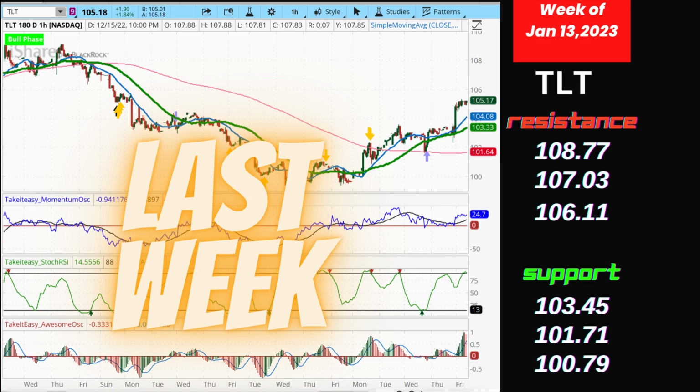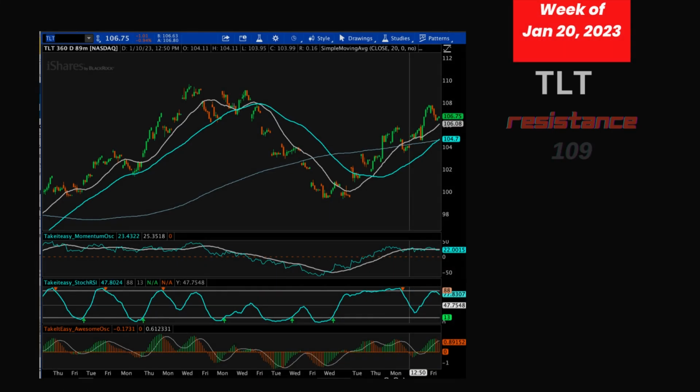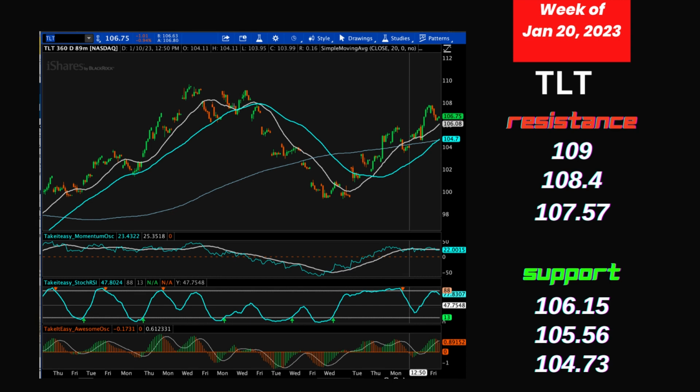This is TLT's chart and levels from the last week. TLT is currently trading around $106.75. For the coming week, the first resistance is at $107.57, second resistance is at $108.40. The weekly resistance is at $109. Support or demand for TLT would be first at $106.15. The next area of support will be $105.56, and weekly support will be at $104.73.